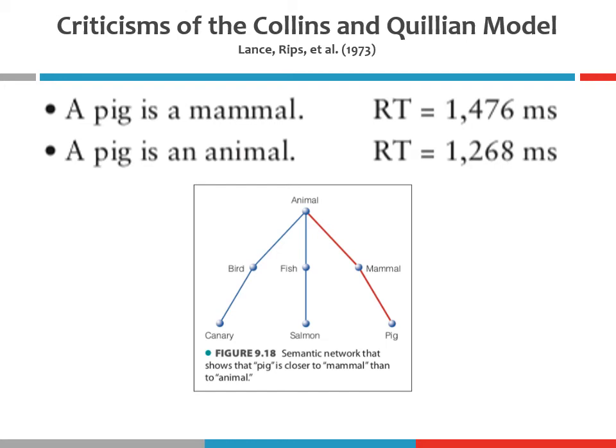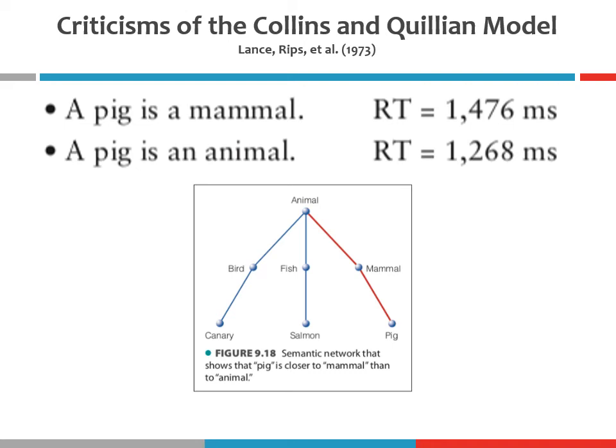So for example, both the prototype theory of categorization and the exemplar theory of categorization talk about something called the typicality effect, right? So the typicality effect is simply the notion that members of a category that are more frequently encountered or more typical of that category are going to be categorized more quickly than less typical members of that category.